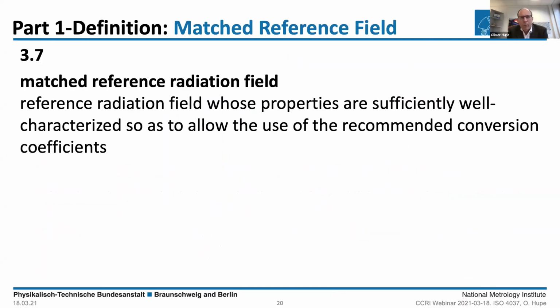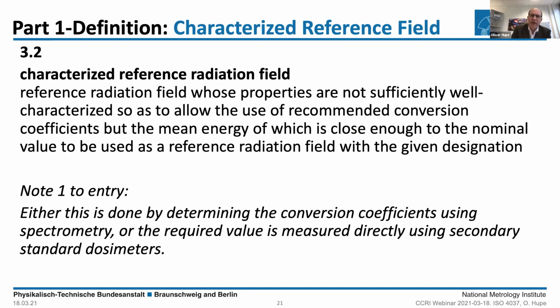What is a matched field? A matched reference radiation field is a reference radiation field whose properties are sufficiently well characterized so as to allow the use of the recommended conversion coefficient. So if you have a matched field, you can use the conversion coefficient mentioned in the ISO.